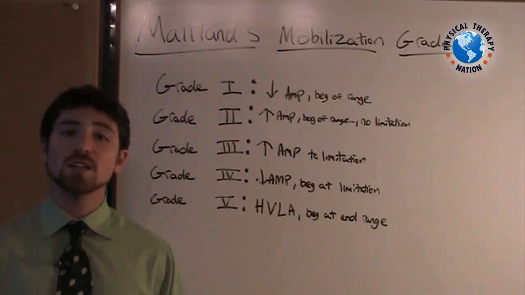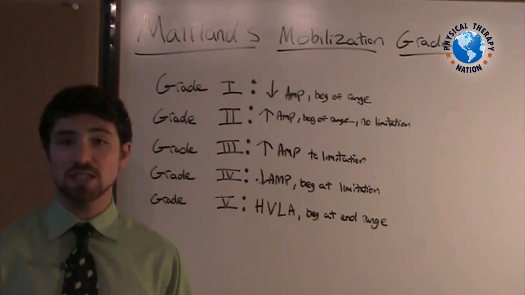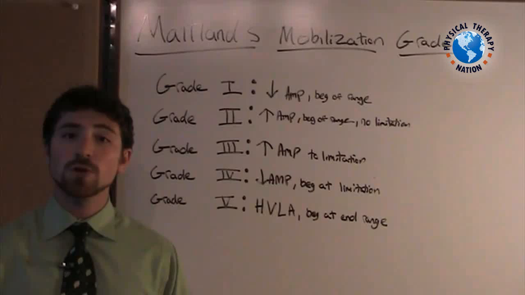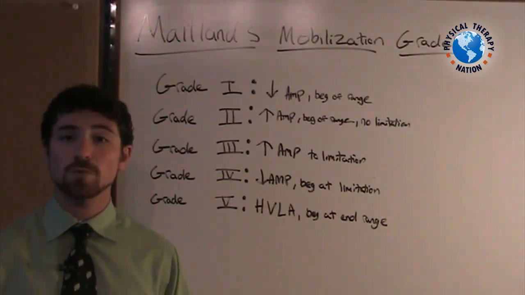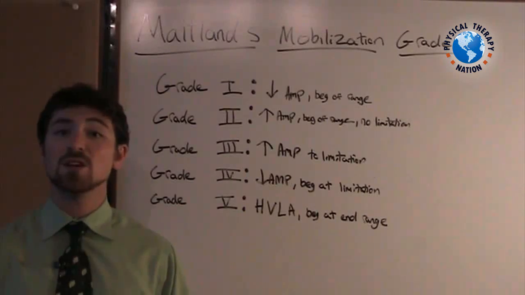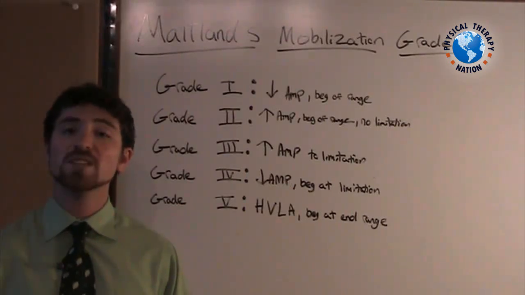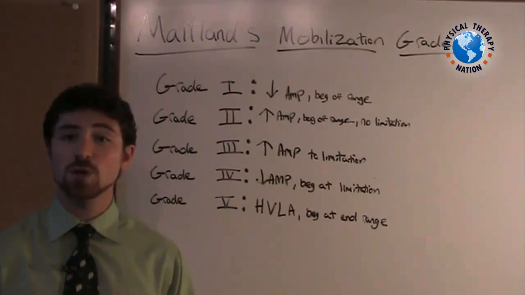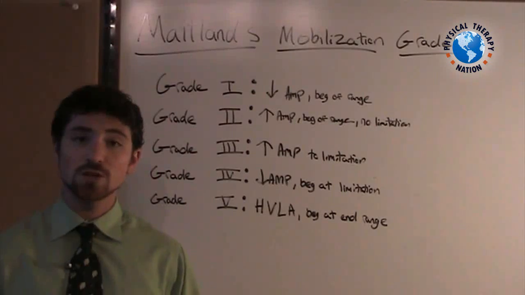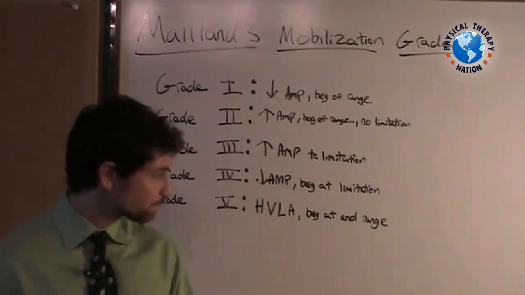Now we need to understand a little bit of the background behind these mobilization techniques before we get started. First, a Maitland mobilization can be either an oscillatory motion or a sustained hold. A Maitland mobilization can be either a passive accessory technique or a passive physiological technique. And finally, Maitland mobilizations can be used to either decrease pain, increase range of motion, or of course both. So let's talk through the Maitland grades.